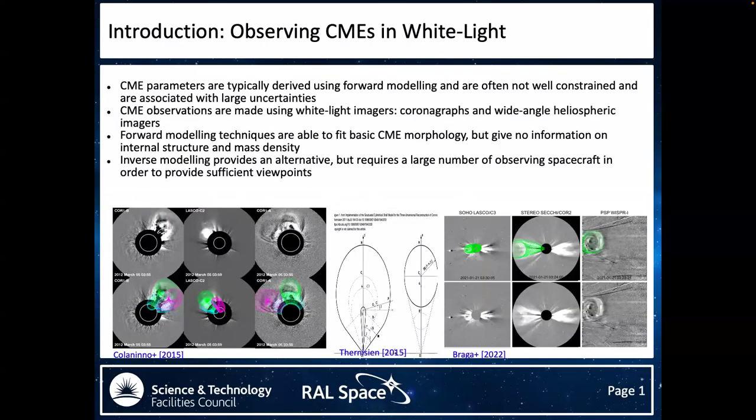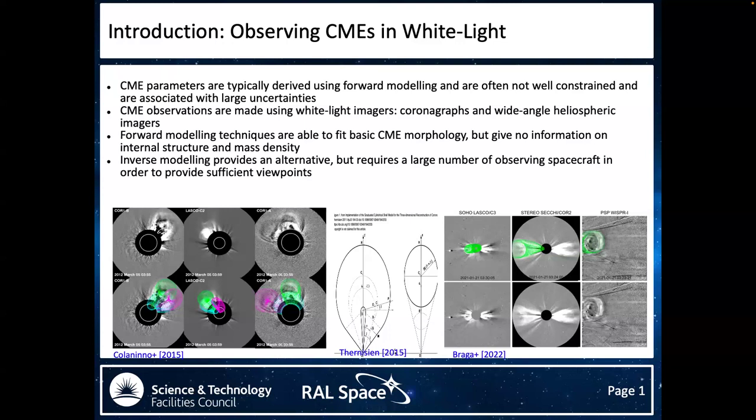So coronal mass ejections are typically observed in white light using coronagraphs or wide angle images, such as these images here. The limitation of this is that CME parameters are always loosely constrained. And so typically we apply forward models, things like GCS, in order to build up an idea of CME morphology, direction, etc. But forward modeling can only give you limited information. It can never tell you anything about CME internal structure or density structure or mass, for example.